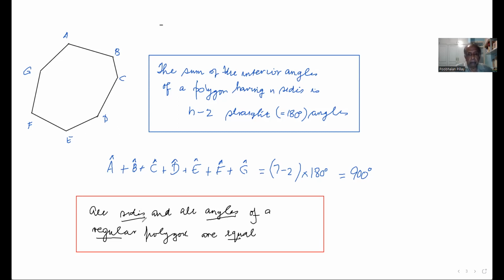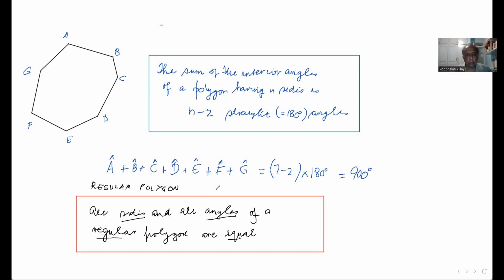Another very important fact about polygons. Now this is a definition, a definition of a regular polygon. Often they speak about a regular polygon. So what is a regular polygon? A regular polygon is a polygon which has all its sides and all its angles equal.